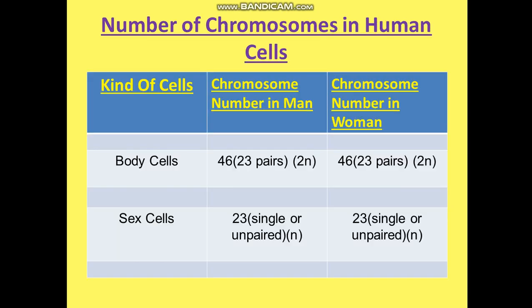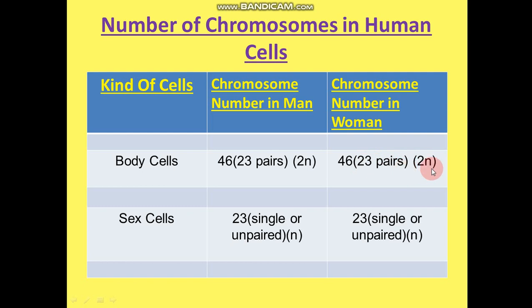See here. If we talk about the number of chromosomes present in human cells, this is a very important factor, a very important point not to be missed here. When we talk about human cells, I have told you in the first class that all the body cells have chromosomes. But how many? Just look at this table. If we talk about body cells, whether it is a man or a woman, they contain 46 chromosomes, or we can also call it 23 pairs because these are in pairs. So 23 pairs, or can be called 46. Similarly, in women, it is again 46 or 23 pairs.